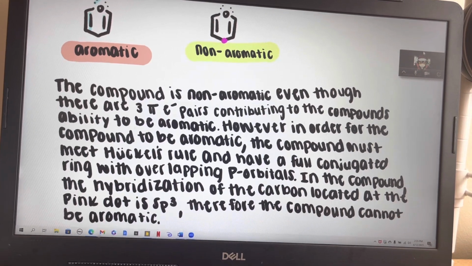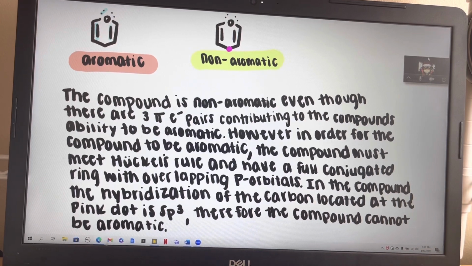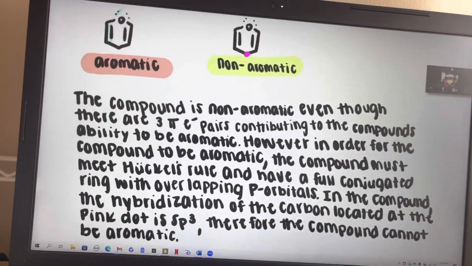In the compound, the hybridization of the carbon located at the top pink dot is sp3. Therefore, the compound cannot be aromatic.